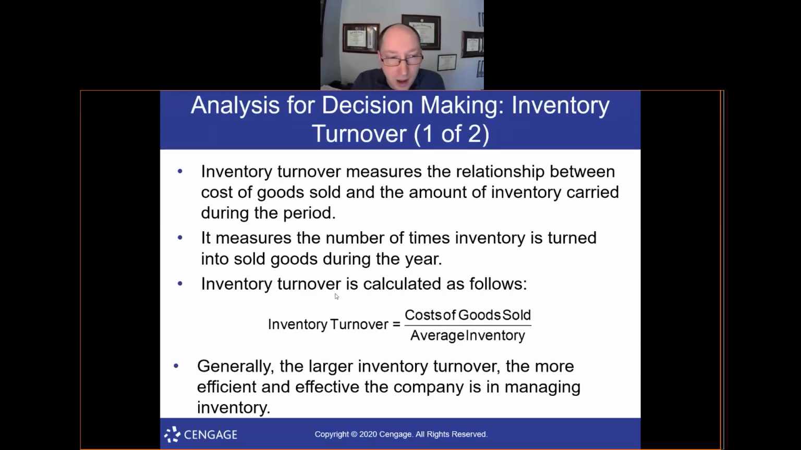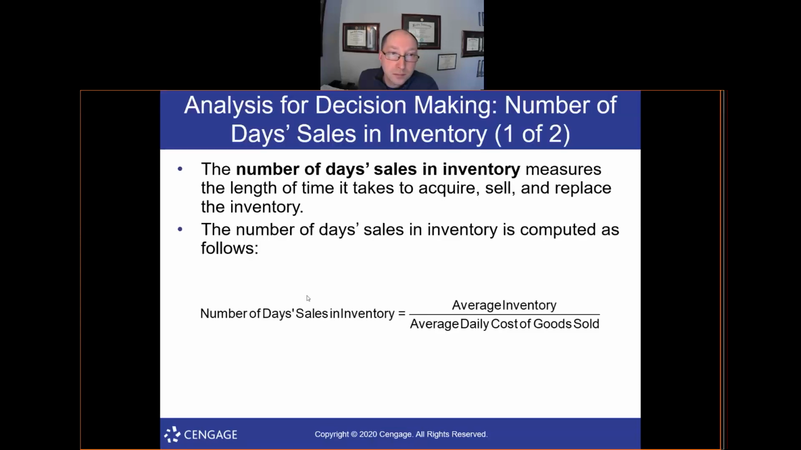To make decisions, managers will often use a couple of ratios. One of these ratios is called the inventory turnover ratio. For the inventory turnover ratio, we take the cost of goods sold and divide by the average inventory. Another ratio that managers will use to understand if they have enough inventory on hand is called the number of days sales in inventory. This tells us how long we've had something in our inventory account. To calculate that, we take the average inventory divided by the average daily cost of goods sold.